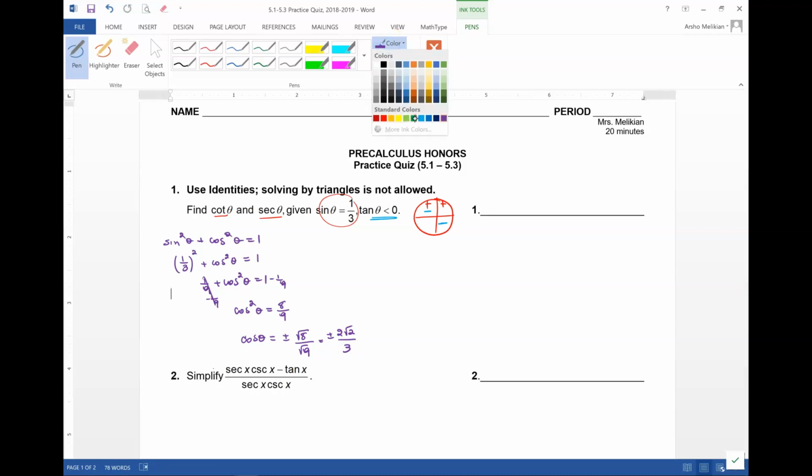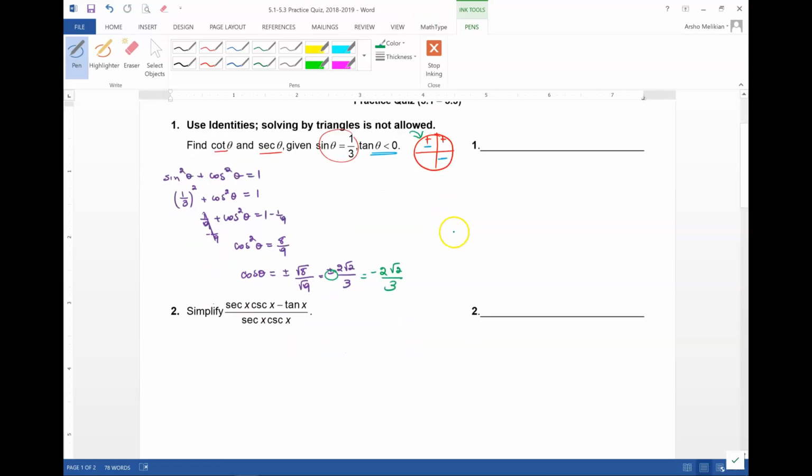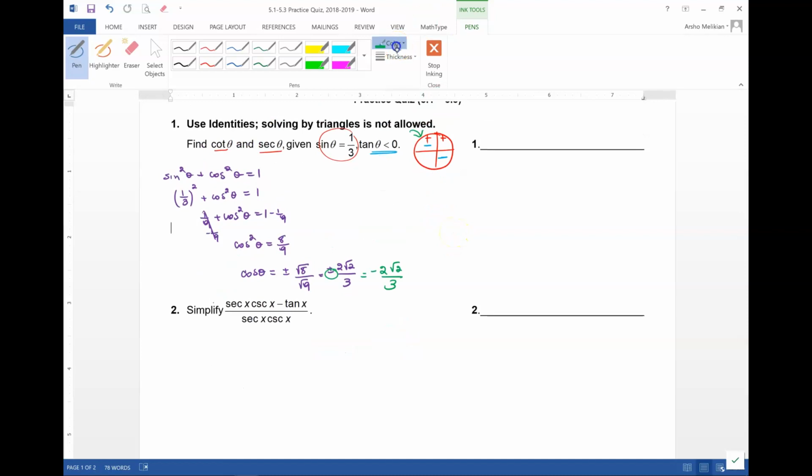Now, because we are in quadrant 2, cosine is negative there. So this is going to be negative 2 root 2 over 3. Is that even what we want, though? No. We want secant of theta. We can just take the reciprocal. That's negative 3 over 2 root 2. You don't have to rationalize it. If you do, it'll be negative 3 root 2 over 4, but you don't have to rationalize it.